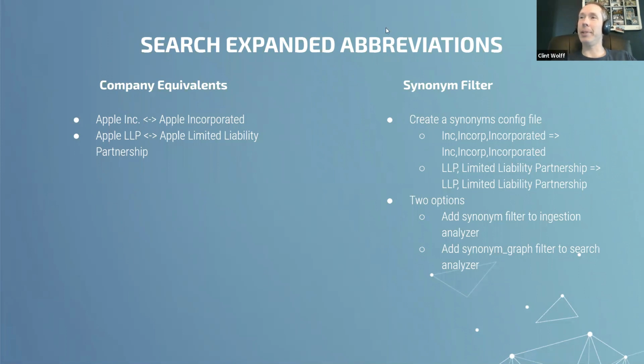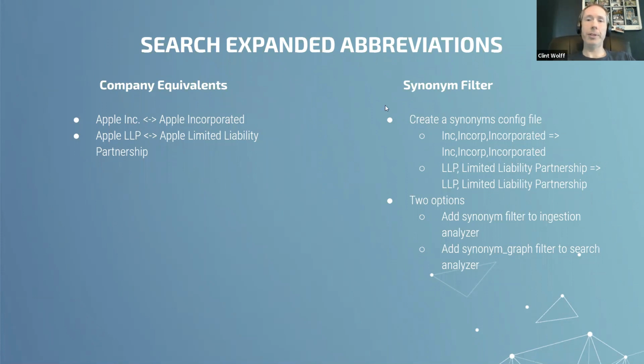So company equivalents. I have a couple examples here. If I'm searching for Apple Inc., the intent is that I want to match Apple Incorporated, or vice versa, right? If I search for Apple Incorporated, I also want to match text that contains Apple Inc. If I were to search for Apple LLP, I want to match Apple Limited Liability Partnership, and vice versa. If I'm searching for Apple Limited Liability Partnership, I want to automatically match Apple LLP as well. So this can be solved with the synonym filter.